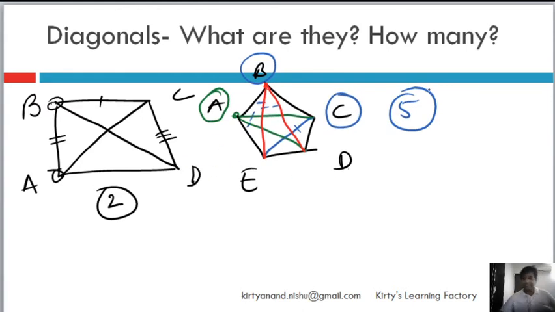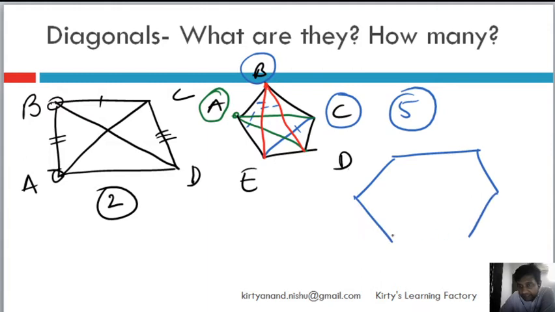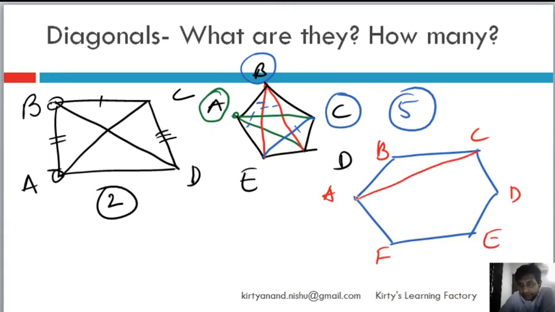Now let's try and see for a hexagon. Let's draw a hexagon here. It doesn't need to be a regular hexagon. Let's start. Let's first name the points A, B, C, D, E, F. Now from point A I will join C. From point A I will join D. Okay, these three I have joined.